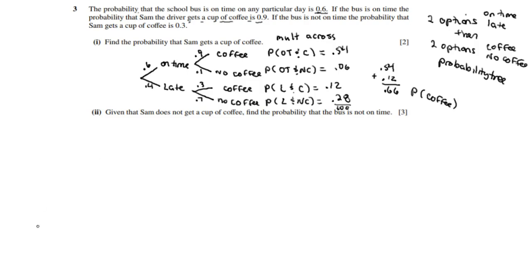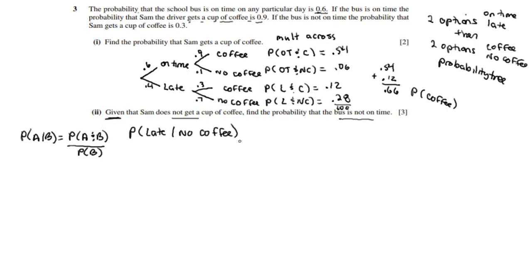Now the second part says that given Sam does not get a cup of coffee, find the probability that the bus is not on time. So we have the conditional probability formula. The probability that A is given B is equal to the probability of both of these things happening divided by the probability of the given thing happening. And so it's a good idea to rewrite that into what we actually are talking about. So the probability of being late given that there's no coffee.